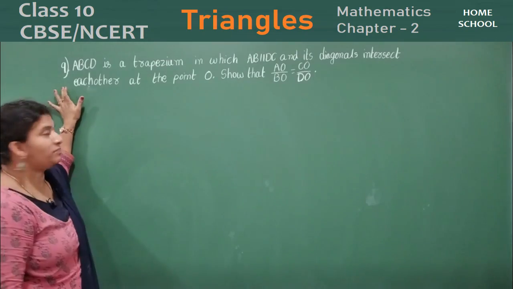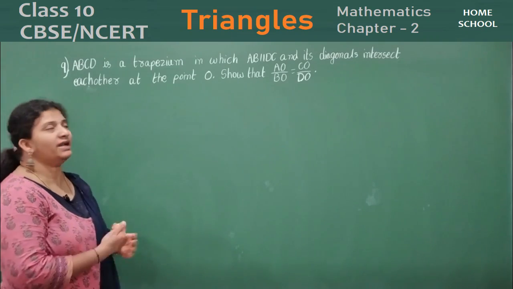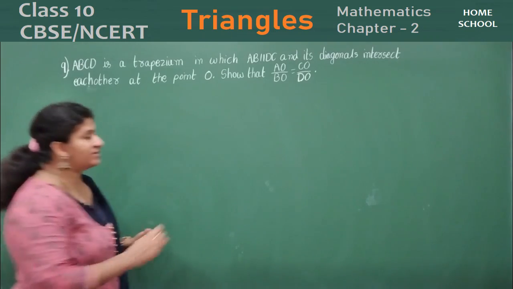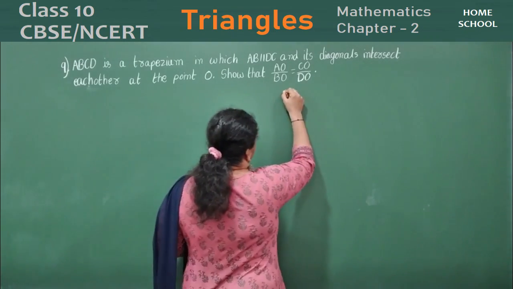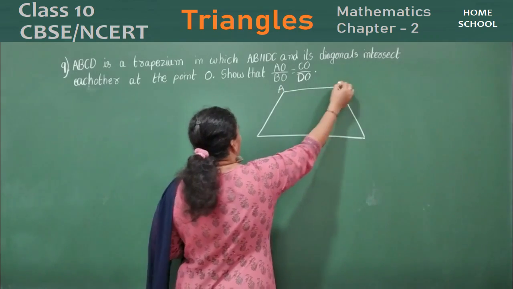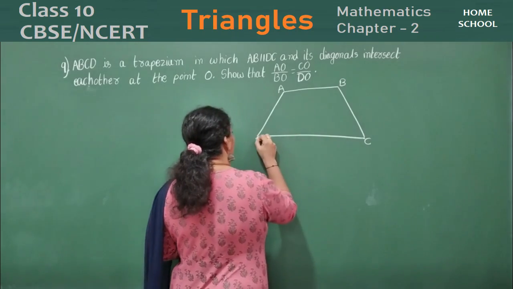Okay. Ninth problem here. ABCD is a trapezium. Do you know the trapezium, children? Let's draw the trapezium here. Okay, this is a trapezium. Let me mark it A, B, C, D.